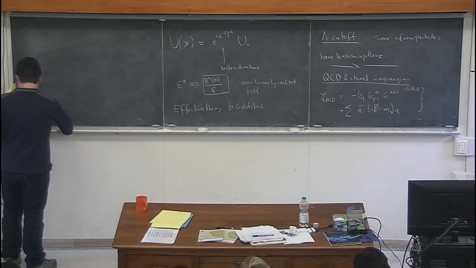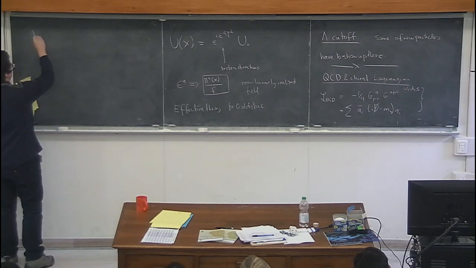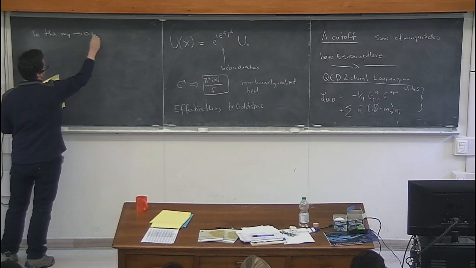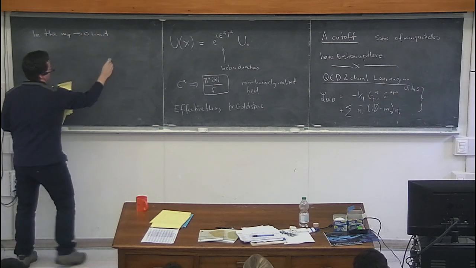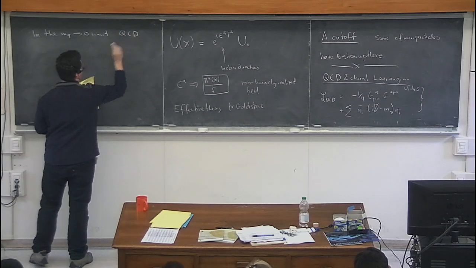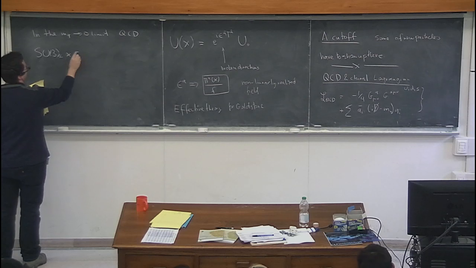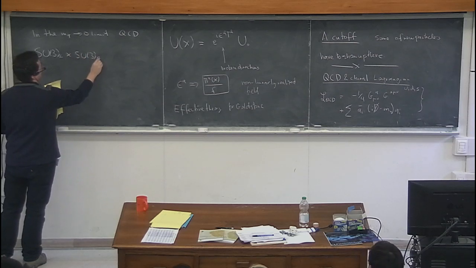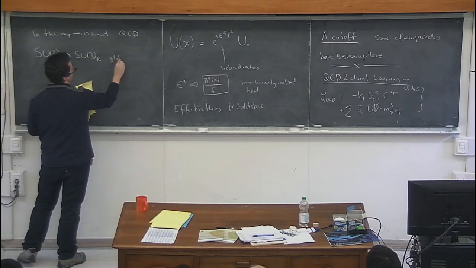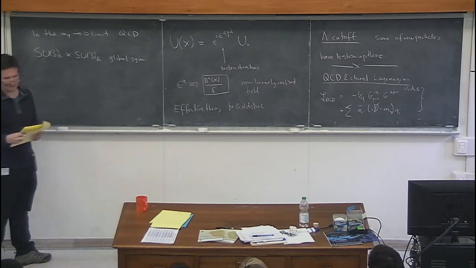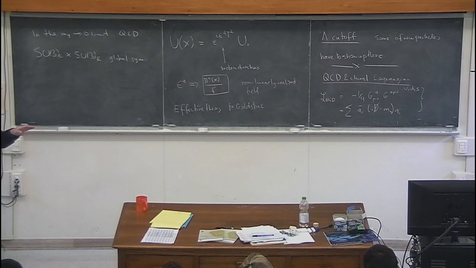So in the limit when m_q goes to 0, the QCD Lagrangian has an SU(3)_L × SU(3)_R global symmetry. In fact, it's actually a little bigger than that. It's actually U(3)_L × U(3)_R. So there are 2 additional U(1)s.